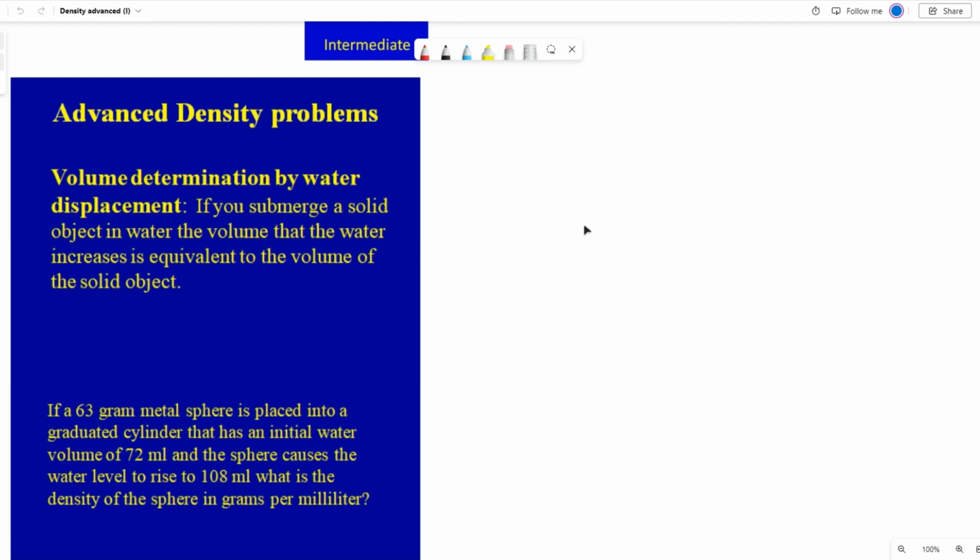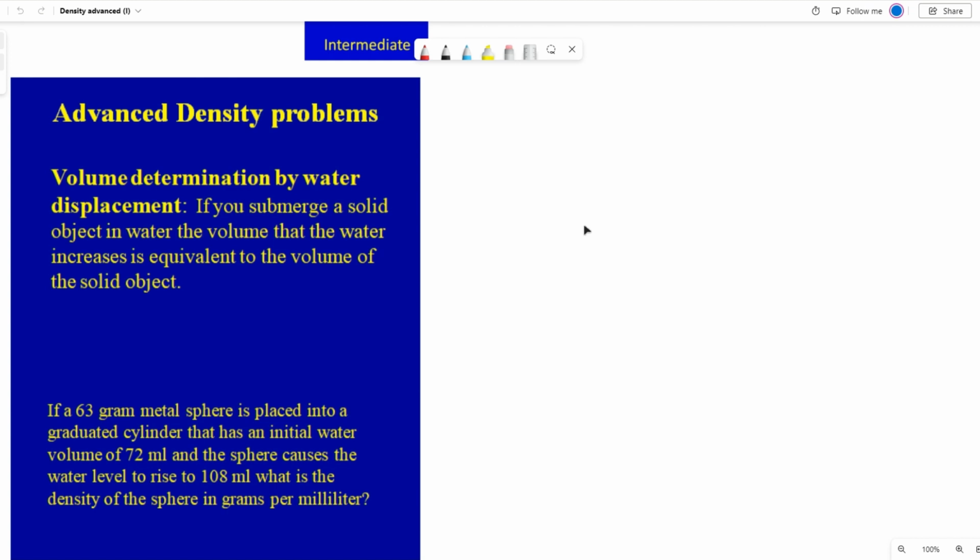Hello, my fellow chemists. In this video, we're going to take a look at some advanced density problems, and we're also going to take a look at the concept of using water displacement to determine the volume of solid objects. And that is a concept that's used fairly often in some of the more advanced density problems.